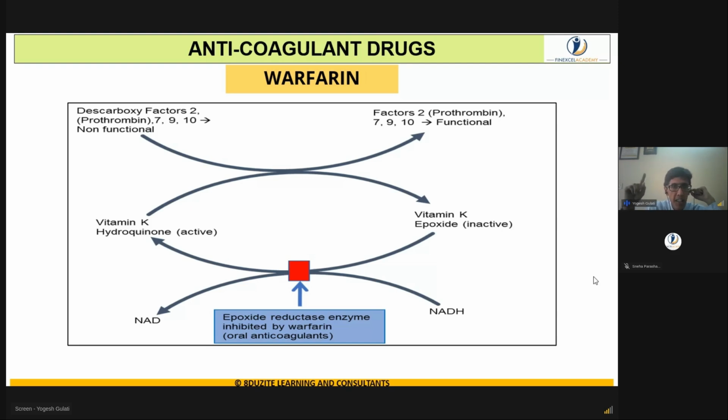Whatever 2, 7, 9, 10 are already circulating in the blood, warfarin does not touch them. It only stops the new synthesis in the liver. Therefore, there is a delayed action. It will take some time to act, but once it acts, it becomes permanent because it has stopped the factory of 2, 7, 9, 10. Whatever is circulating in the market, it is already there, but the factory has shut down now.